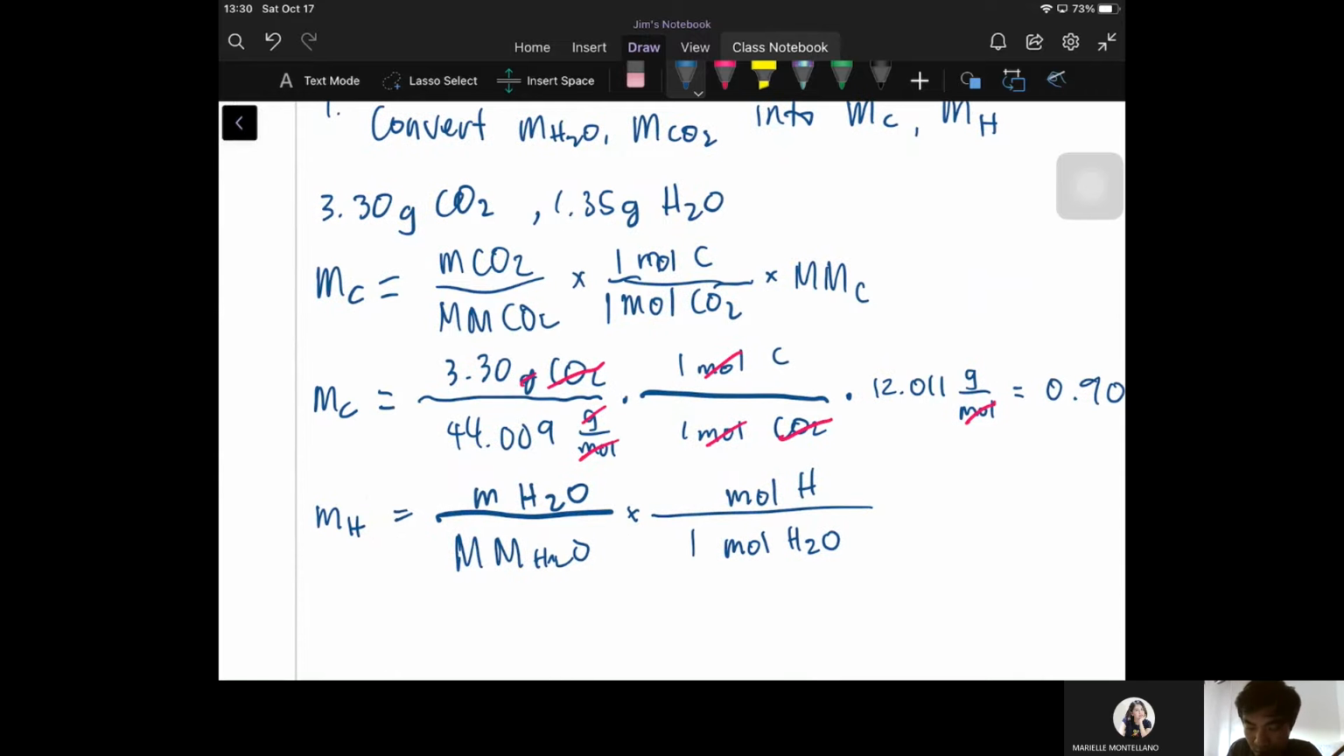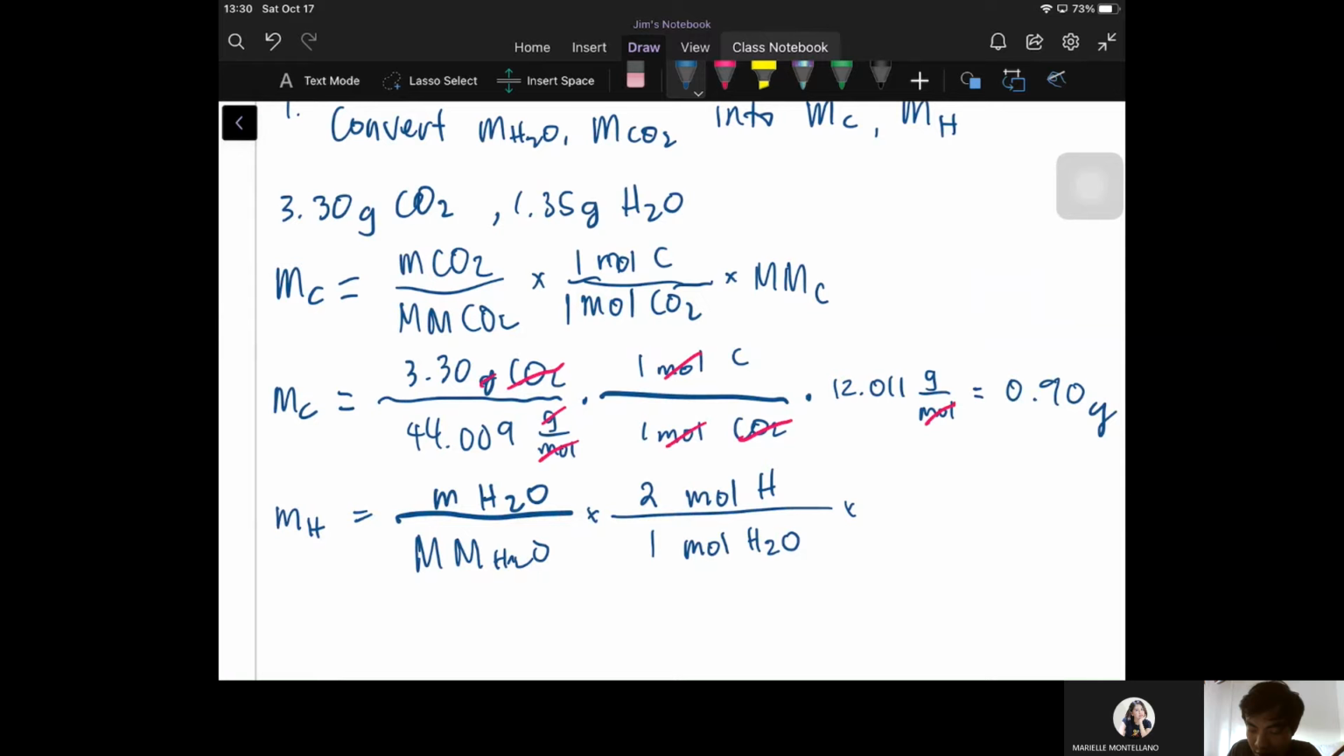So, if we have 1 mole of water, how many moles of hydrogen are there? And just look at the subscript. No? So, we have 2H here. Ibig sabihin niya, may dalawa tayong hydrogen atoms. No? 2 moles of hydrogen atoms. No? Then finally, i-multiply mo yan sa molar mass ng hydrogen. Okay? So, ganun lang.